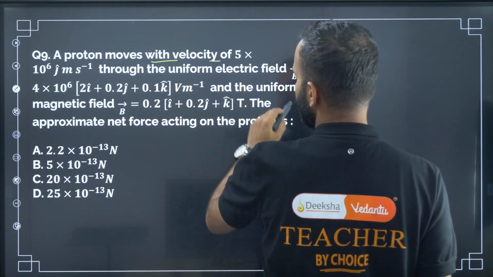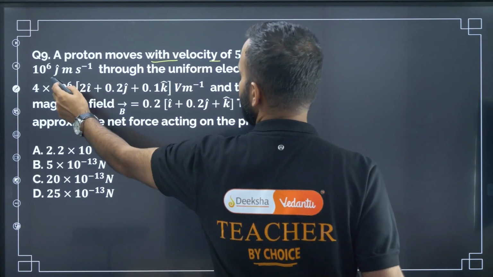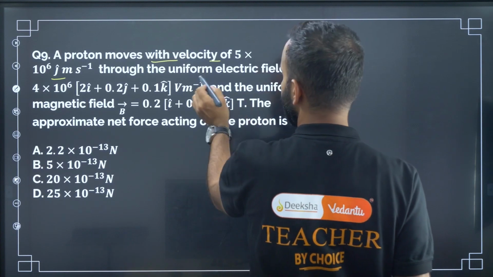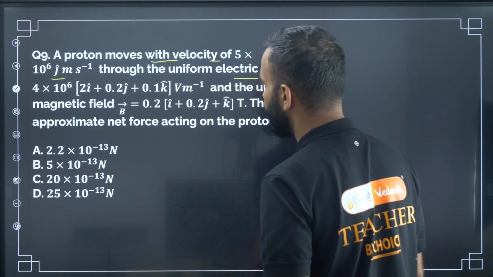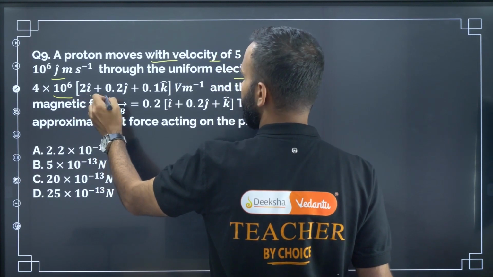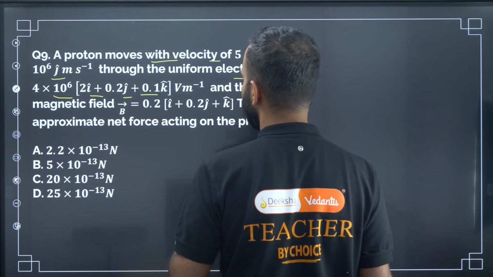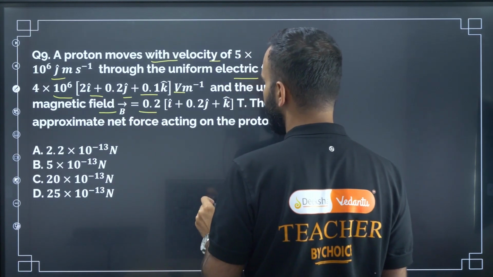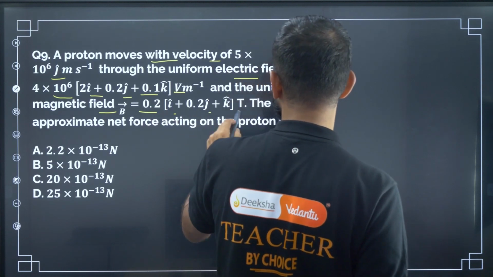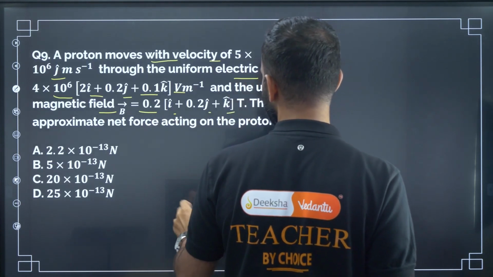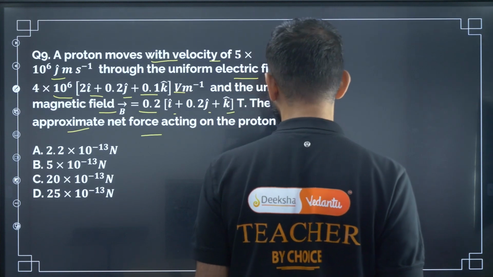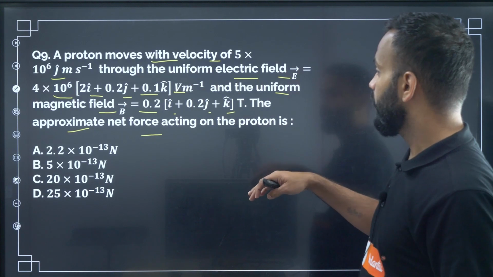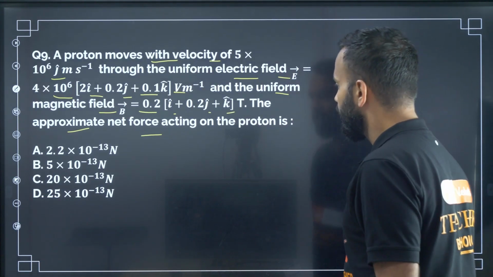A proton moves with velocity of 5 into 10 to the power 6 j cap meter per second, with the uniform electric field E vector equal to 4 into 10 to the power 6 (2 i cap plus 0.2 j cap plus 0.1 k cap) volt per meter, and the uniform magnetic field B vector is equal to 0.2 i cap plus 0.2 j cap plus k cap Tesla. The approximate net force acting on the proton is... So we need to find the approximate value of the net force acting on the proton, right?